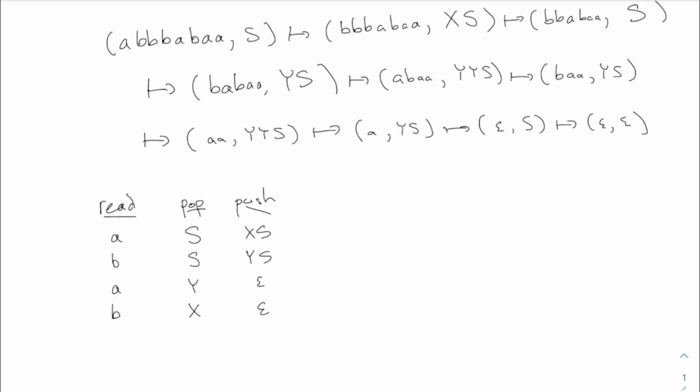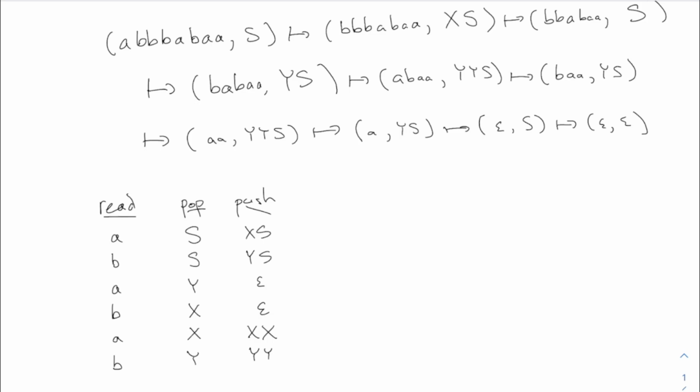What if I also need rules for read A and X and read B and Y? Remember, X represents that I have an extra A. If you read an A and you had an extra A, you should make it: now I have 2 extra A's. That's the idea behind that line. And similarly, for B and Y, Y means I had an extra B. If I read another B, now I have yet another extra B. So it's like that.